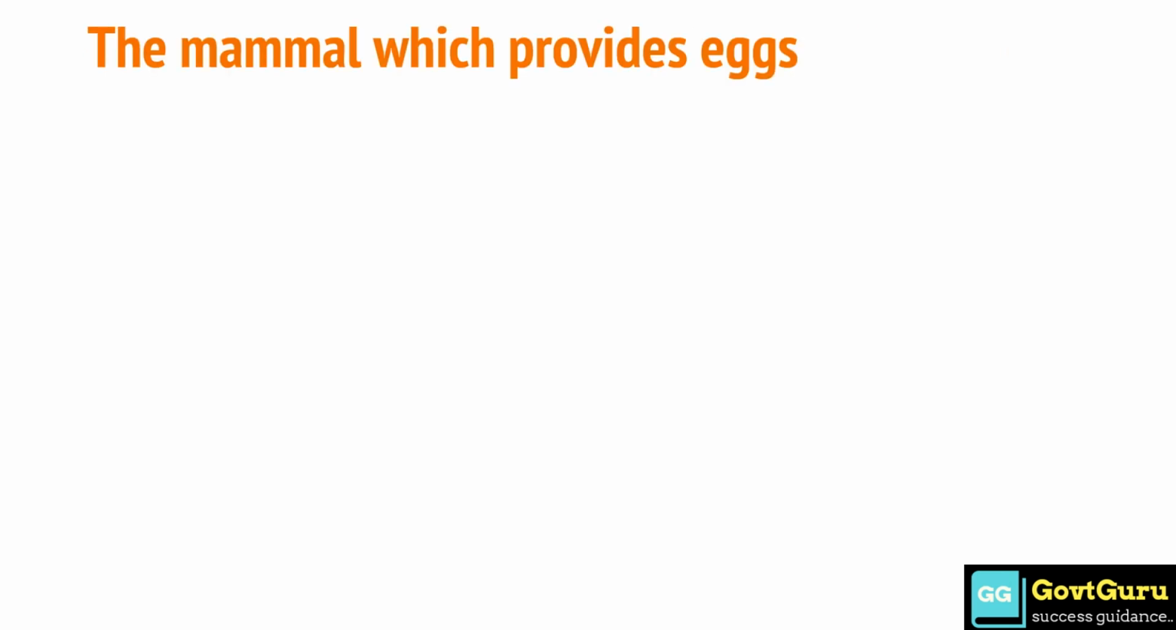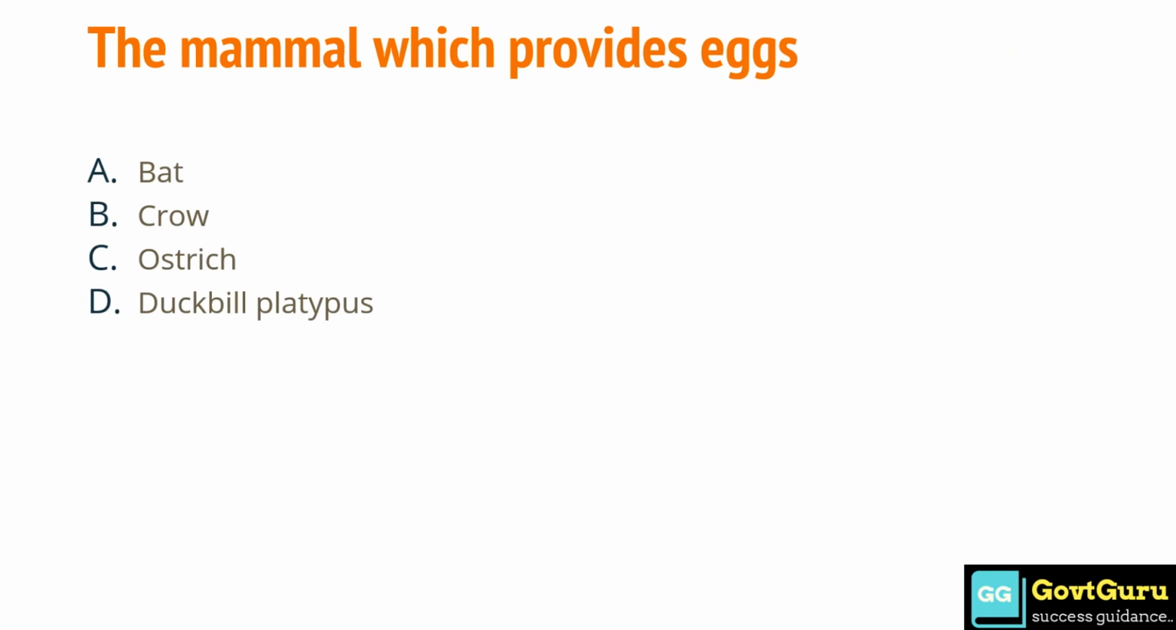The mammal which lays eggs, option A, bat, option B, crow, option C, ostrich, option D, duckbill platypus. So the answer is option D, duckbill platypus.